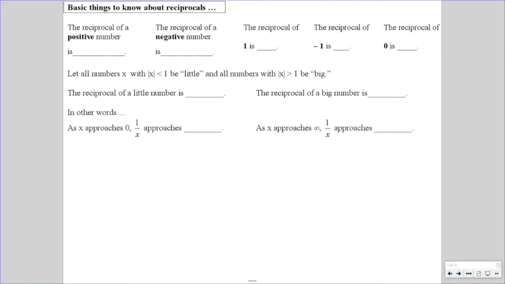Couple of things to think about with reciprocals because we're going to be graphing cosecant and secant today, and they are reciprocals of sine and cosine. We'll also be graphing cotangent. Just kind of things to think about or keep in mind as we're plotting the points for these reciprocal curves.